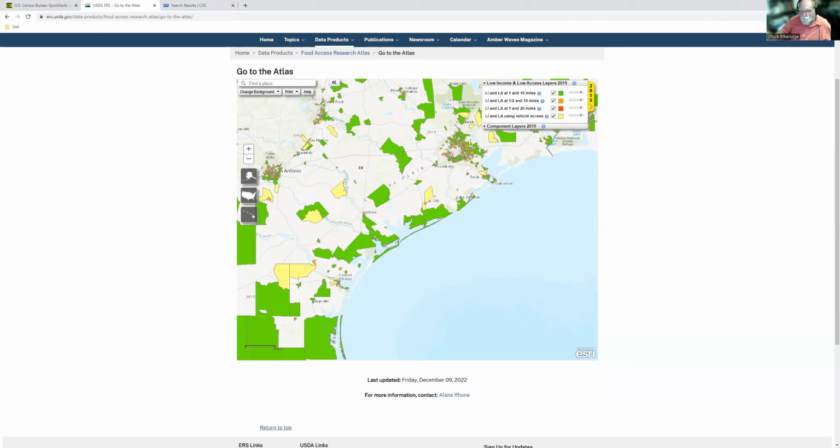So you get some statistics from the USDA. You can also get a map if you want to use a visual as well.